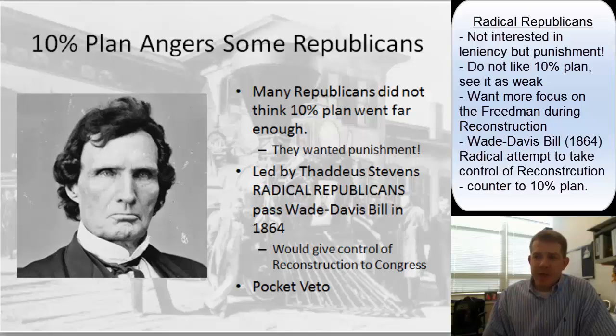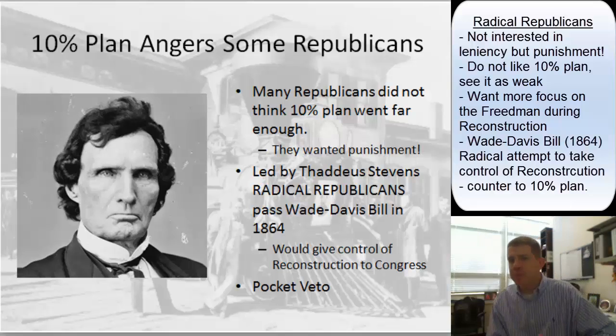Many Republicans did not think the 10% plan went far enough. There's no concept of punishment. And there are a lot of people, on the heels of this very devastating war, who want there to be an element of punishment in Reconstruction. Led by Thaddeus Stevens, the radical Republicans passed something called the Wade-Davis Bill in 1864. In a nutshell, the Wade-Davis Bill is a law, from December of 1864, that would have given control of Reconstruction, at least to the Congress, in that they would be passing laws for Reconstruction.